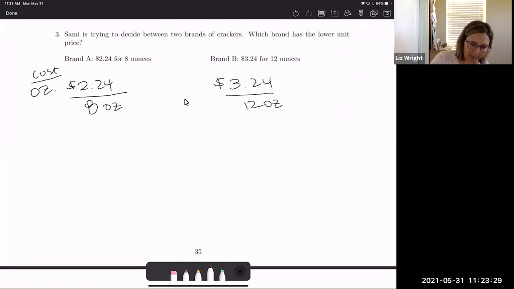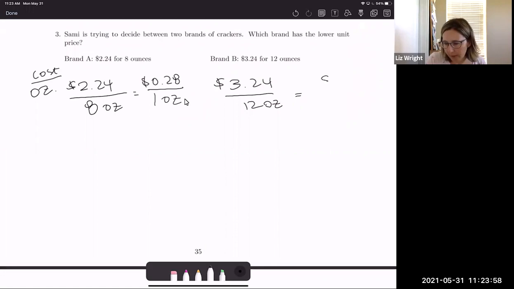And this one's going to be 3.24 divided by 12. And now we're just going to do a little math. So I'm going to do 2.24 divided by 8, and that gives me 0.28, so 28 cents per, oops, not 8 ounces, 1 ounce. Sorry about that. Per 1 ounce. And then this one, let's divide them both by 12. So 3.24 divided by 12, I'm dividing by the denominator, is going to be 0.27, so 27 cents per ounce.